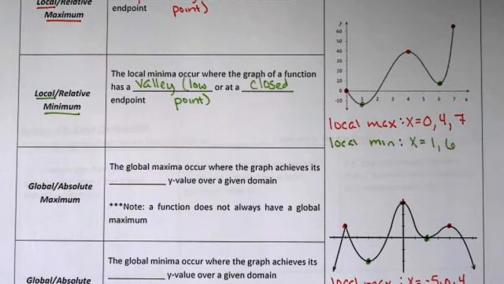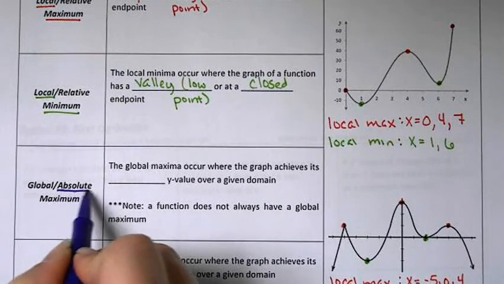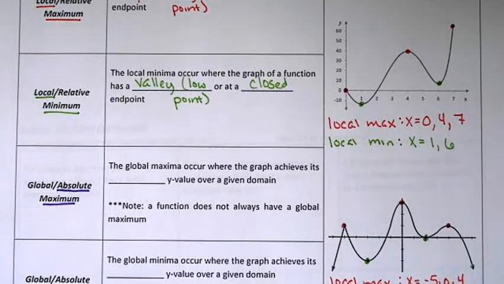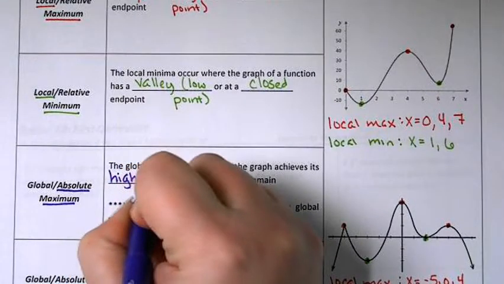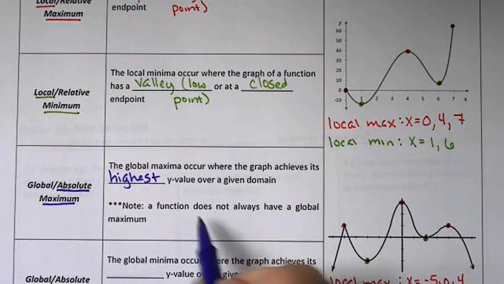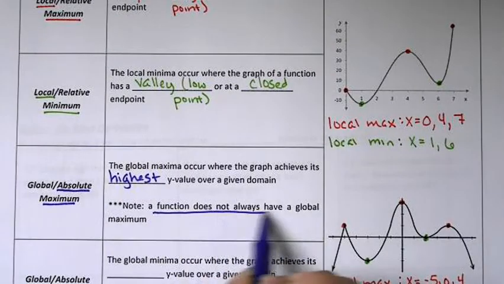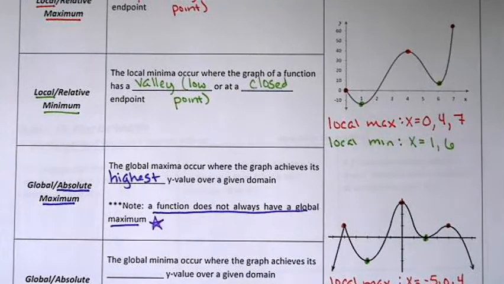Now let's look at global or absolute maximum. So we normally call it absolute max. The global maxima occur when the graph achieves its highest y value over a given domain. It is really important, I want to point out though, that a function does not always have a global maximum. All right, that's a really important thing for us to consider.